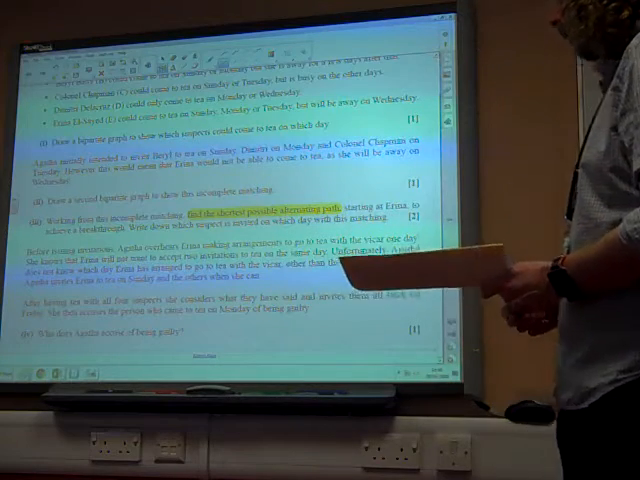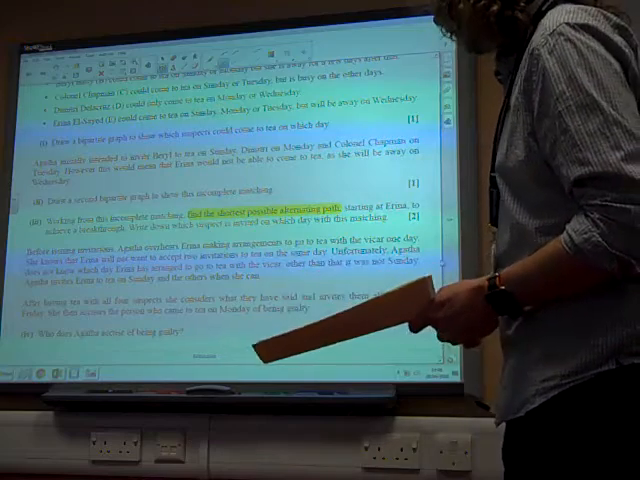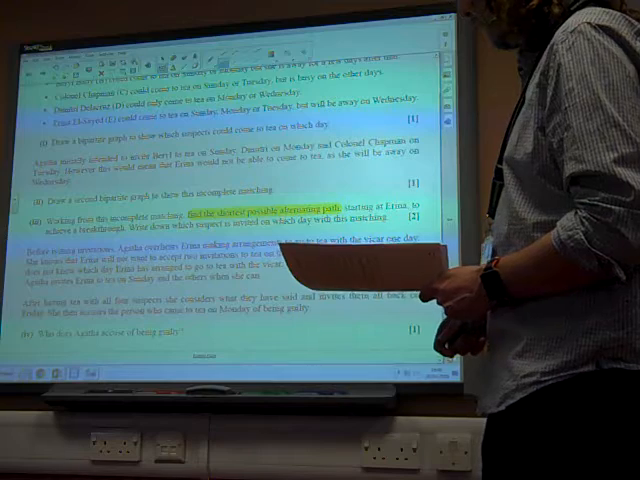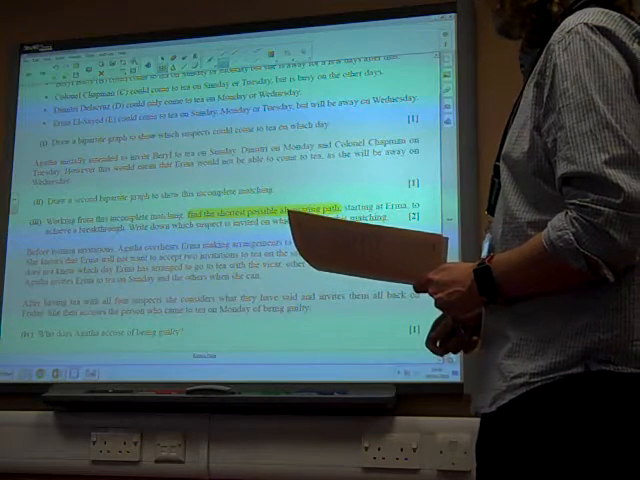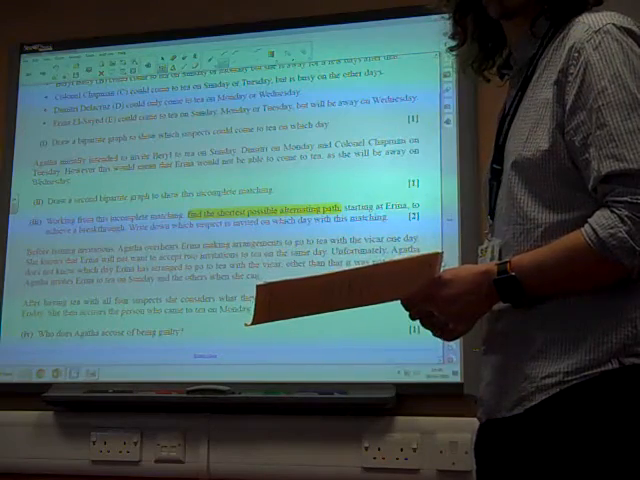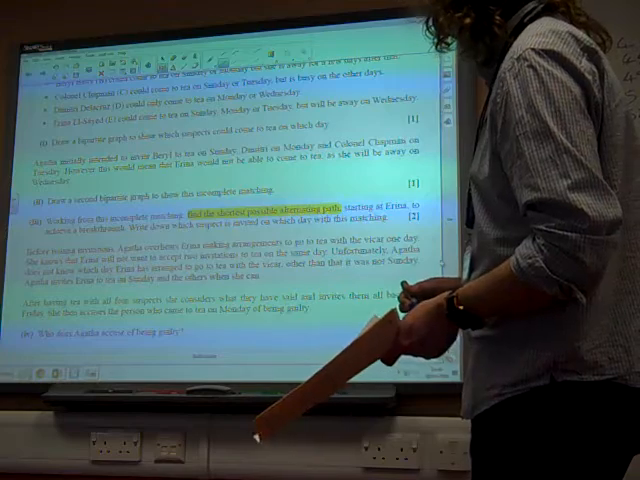Agatha invites Irina to tea on Sunday, and the others when she can. After having tea with all 4 suspects, she considers what they've said and invites them all back on Friday. She then accuses the person who came to tea on Monday of being guilty. Who does Agatha accuse? Can we really be bothered to wade through all of this nonsense?